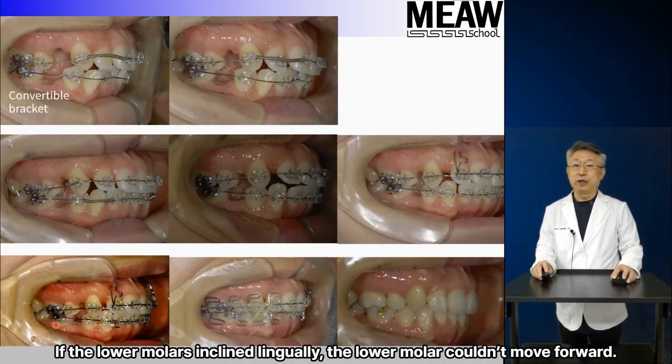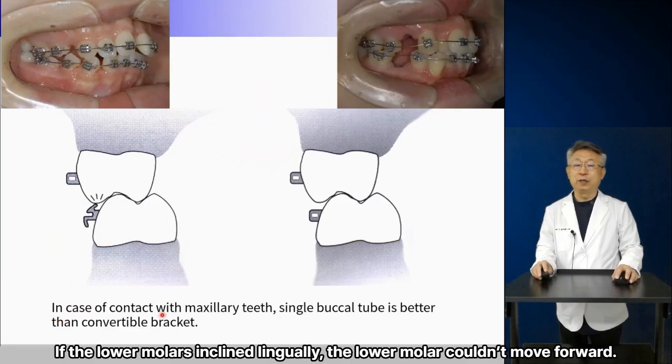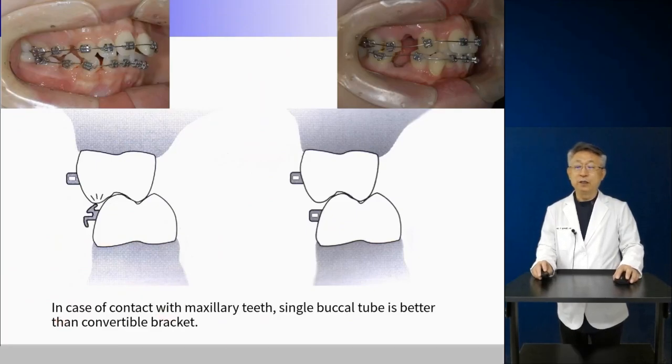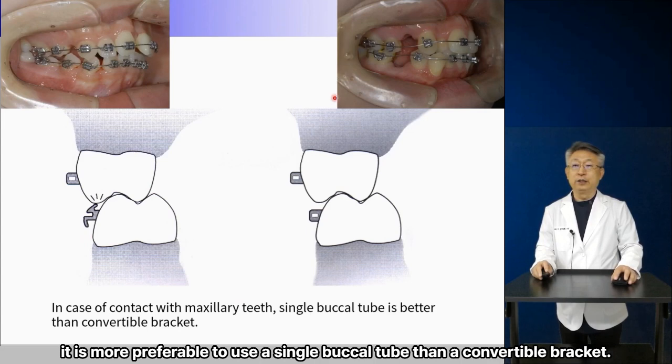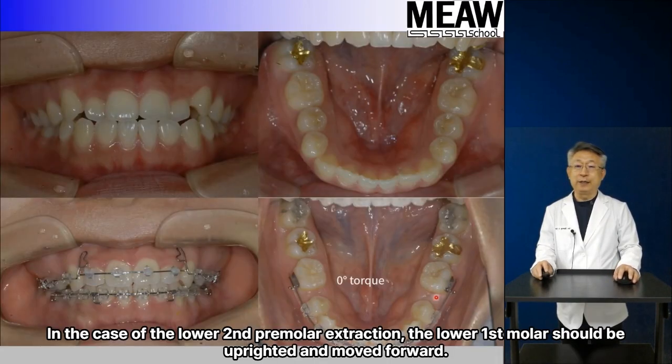If the lower molars inclined lingually, the lower molar couldn't move forward. So, in the case that the upper teeth contact lower teeth, especially the case of the lower second premolar extraction, it is more preferable to use a single buccal tube than a convertible bracket. In the case of the lower second premolar extraction, the lower first molar should be uprighted and moved forward.